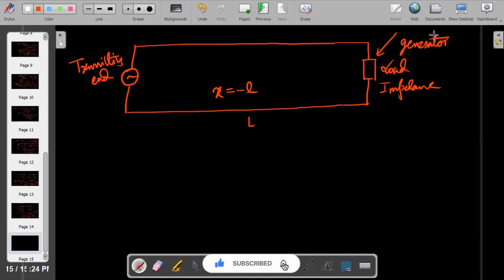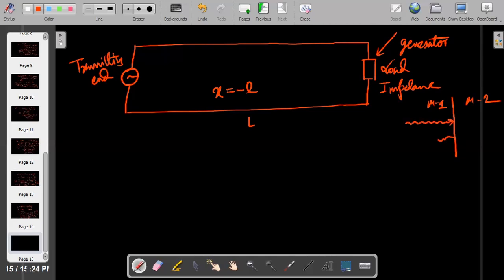Now today, I explained some reflection, right? Already I told, you just remember this is medium 1, this is medium 2. So some traveling wave is falling here, some is reflected back, some it is transmitted. So this is your transmitted, this is your incident, this is your reflected, right? Same thing is happening over here. This is the receiving end, or we can write the traveling wave, where it is traveling. It is traveling here in this direction, so it is traveling towards the generator.